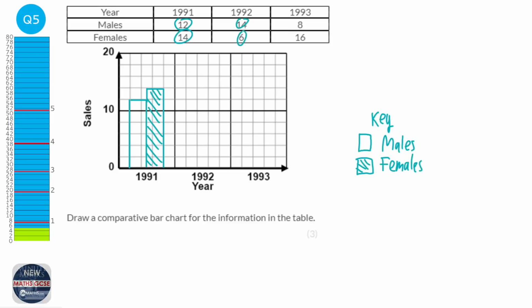So it's 14 and 6. So notice I've got gaps between the pairs. So we've got 14 and 6, which will be down here. And again, we're just going to shade in the females. And then finally, we've got 8 and 16. So 8 would be here, and 16 would be up here. And finally, obviously, we're going to shade in the females.